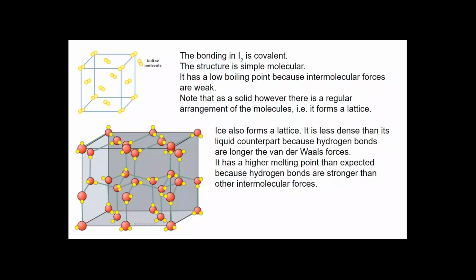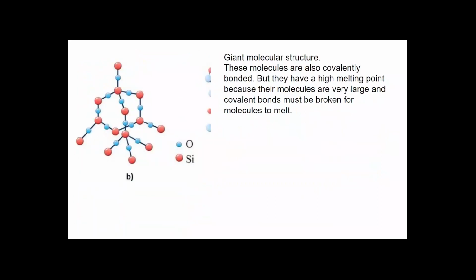The cube where you have 4 molecules in the corner, 1 in the center. And then in the middle of each square, you have an iodine molecule on each face. And then ice also forms a lattice. It is less dense than its liquid counterpart, because hydrogen bonds are longer than van der Waals forces. And water has this structure here. And it has a higher melting point than expected, because hydrogen bonds are stronger than other intermolecular forces.